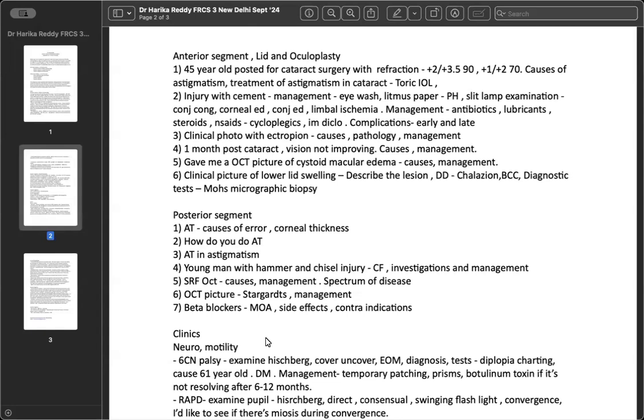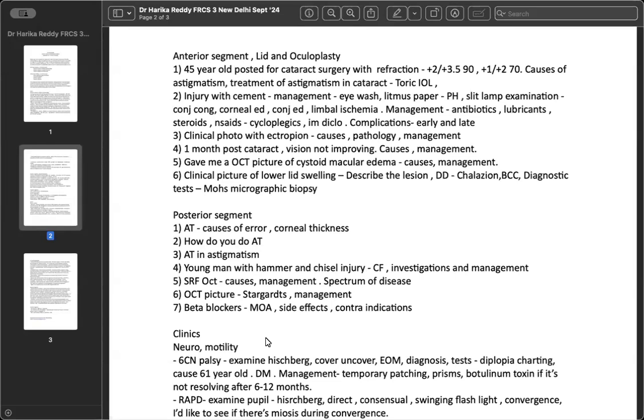And management is investigations. You again start with CBC, UNE, X-ray, X-ray orbit, and CT orbit. You do this. They asked me why not MRI, because it's a metal particle. You don't do MRI. Management is that you again give antibiotics, anti-inflammatory, and if there is a foreign body, it has to definitely come out.